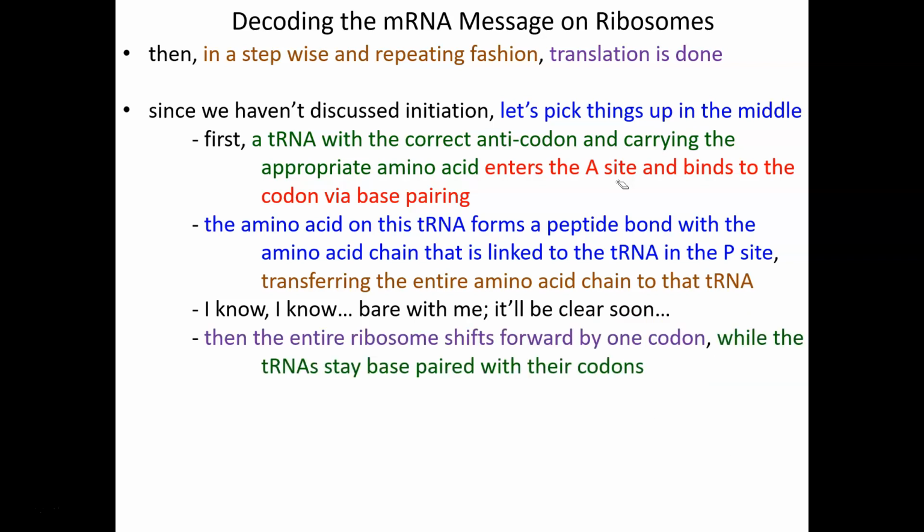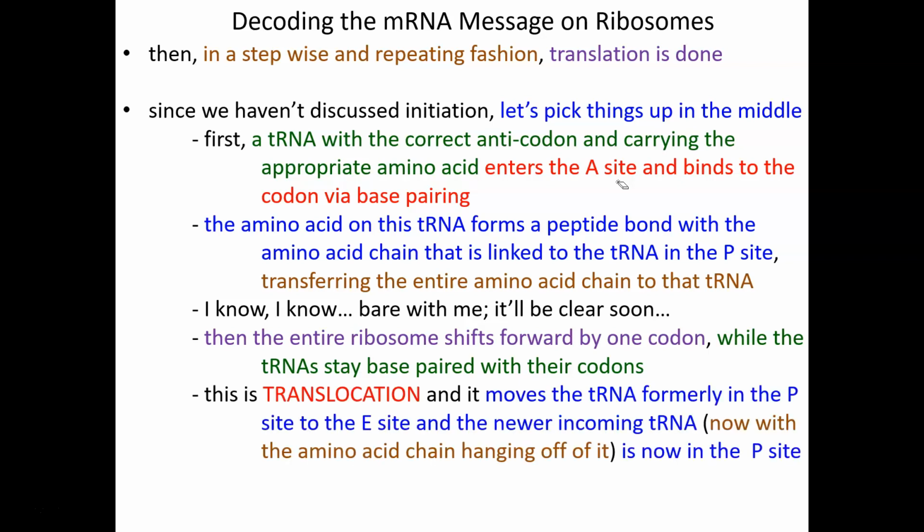Now, tRNAs carrying chains of amino acids cannot exist in the A site. The A site is only for tRNAs with single amino acids. So the whole ribosome is going to shift forward by one codon to get that new tRNA that's in the A site, carrying a peptide, into the P site where it belongs. And then that will leave the A site open for the next round.